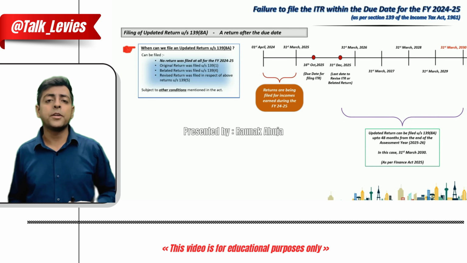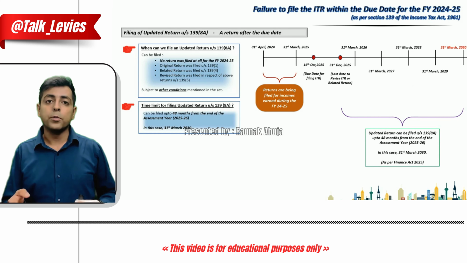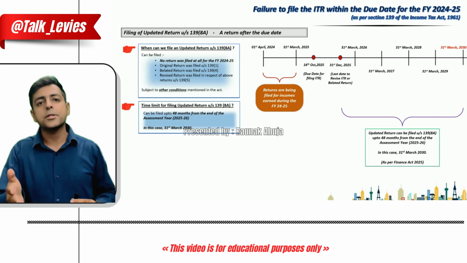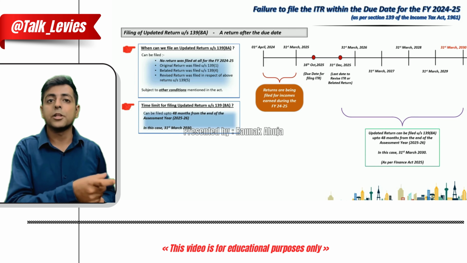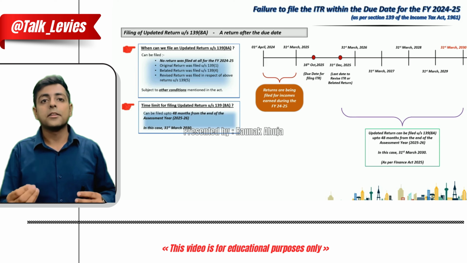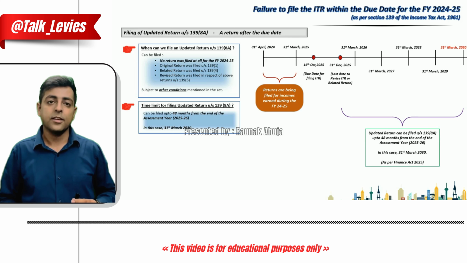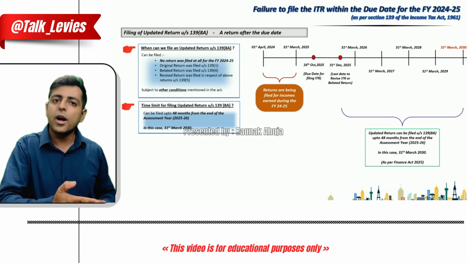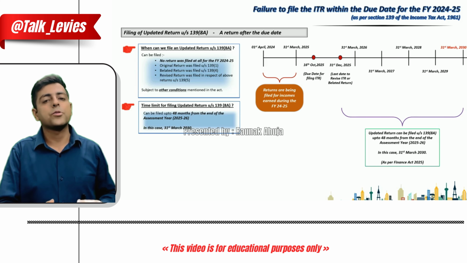Now, what is the time limit to file an updated return? The time limit would be 4 years from the end of the relevant assessment year. That is, here the assessment year for the financial year 24-25 would be 25-26, that is, the end of 31st of March 2026. This means 4 years from the end of 31st of March 2026, which would be 31st of March 2030.